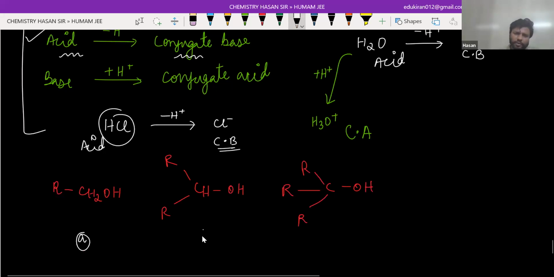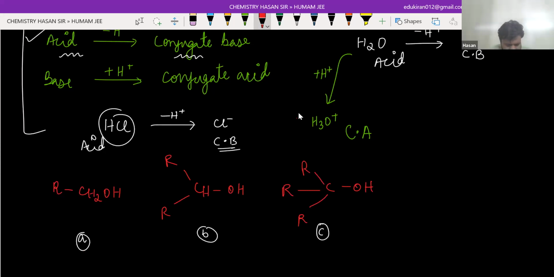This is your A, this is your B, and this is your C. Tell me the acidic strength, which one is the most, in increasing or decreasing order of acidic strength. Very good, Austin. Mom, I want an answer from you.